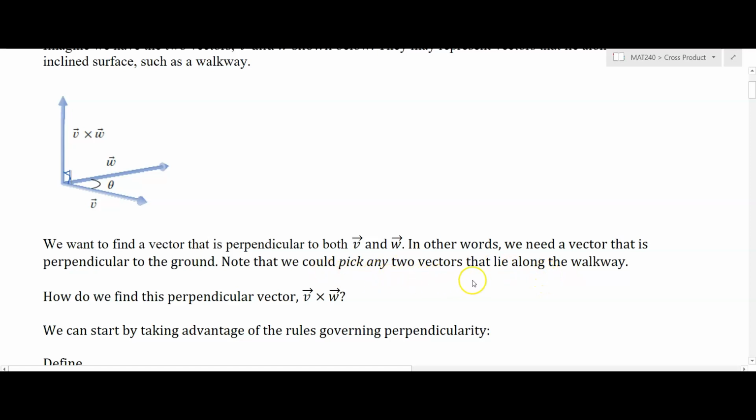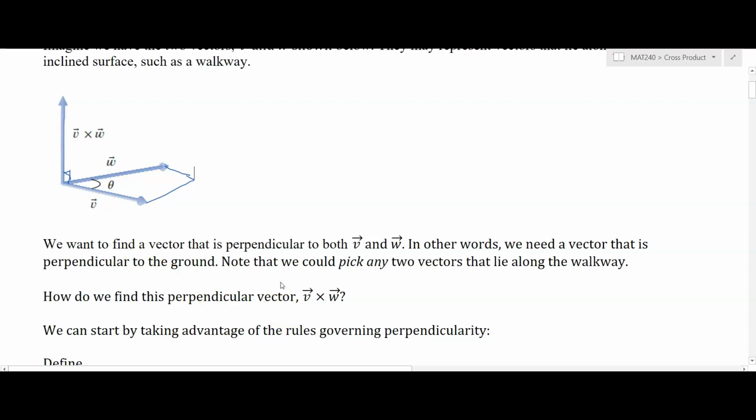We could pick any two vectors that lie along the walkway. So v and w are not unique vectors because if we remember, this is a whole surface of vectors. And so we could possibly pick anything that is inside of this plane. So that's an important thing to note, that to find a vector that is perpendicular to a plane, we only need to find two vectors. So how do we find this?